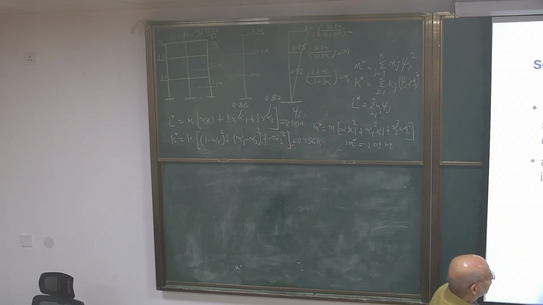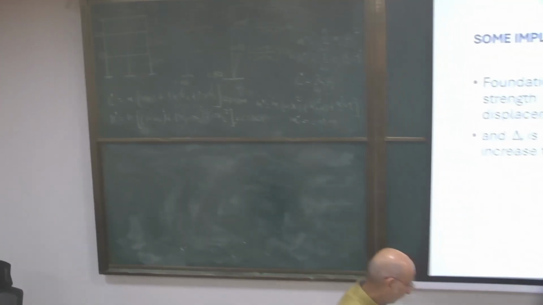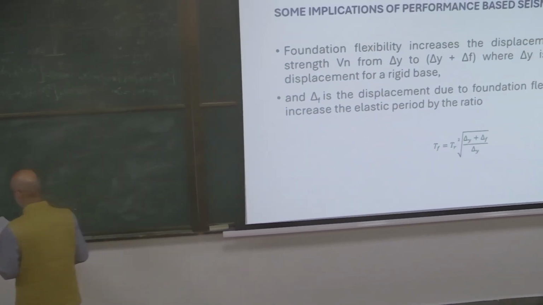So this statement, you can read it. The foundation flexibility increases the displacement at nominal strength V, and delta Y is what? Yield displacement. Yield displacement. So I will make this diagram so you will understand better.